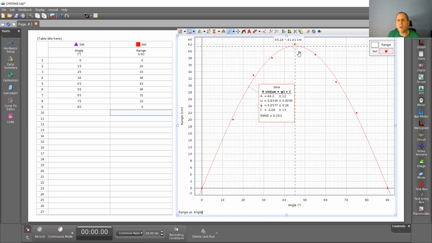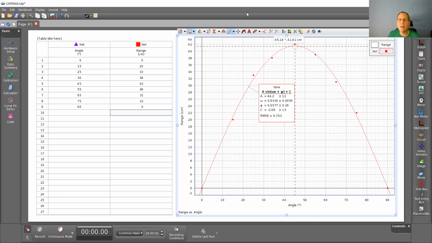And notice when you bring that coordinate tool to the peak, it gives you the coordinates, right? It's giving you the angle, 45.14 degrees. And in this case, it's giving me my maximum range, which is 41.41 centimeters. So this value right here will be my maximal range experimental, and this will be the angle at which it occurs. When you copy and paste this graph into your lab report, it'll keep those two values. So you'll have both of those values there. All right, great. That's definitely what you want to do for that particular graph.